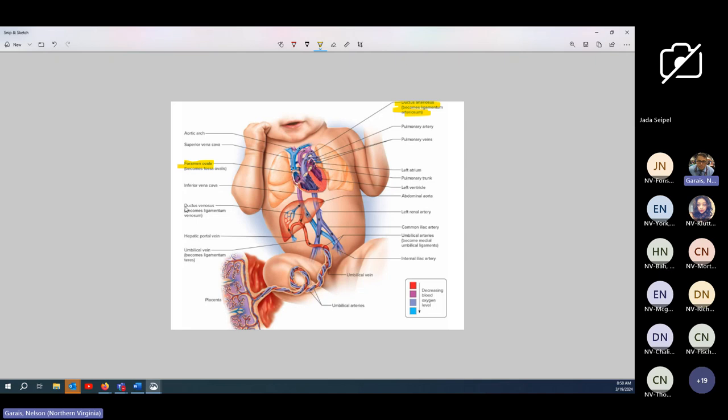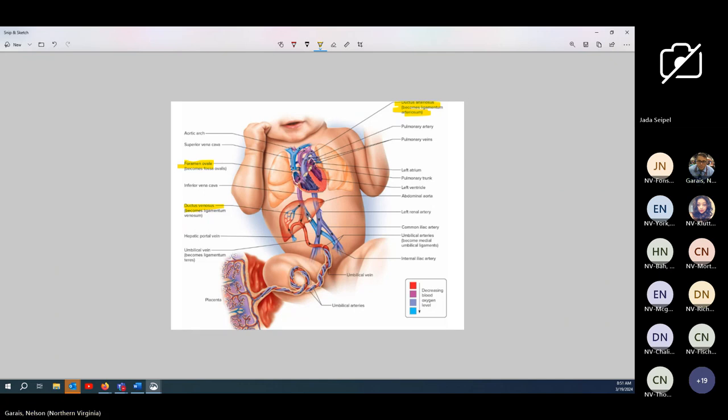And last but not least, the ductus venosus. And of course, that's going to be in between two veins. Which veins? Your inferior vena cava and your umbilical vein right here. Remember, your umbilical vein is oxygenated. And then you have your inferior vena cava here. And you can see the purple. There's mixing of blood.